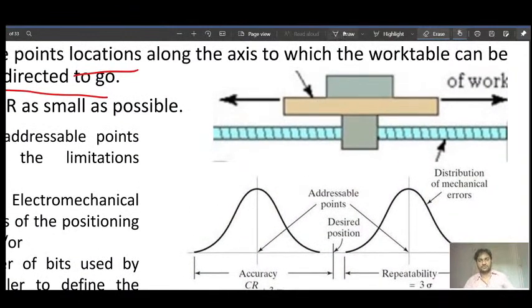So here, this is the current position of the table, and suppose you have directed it to move up to this position. For example, take this one as the desired position. So here you are directing it.